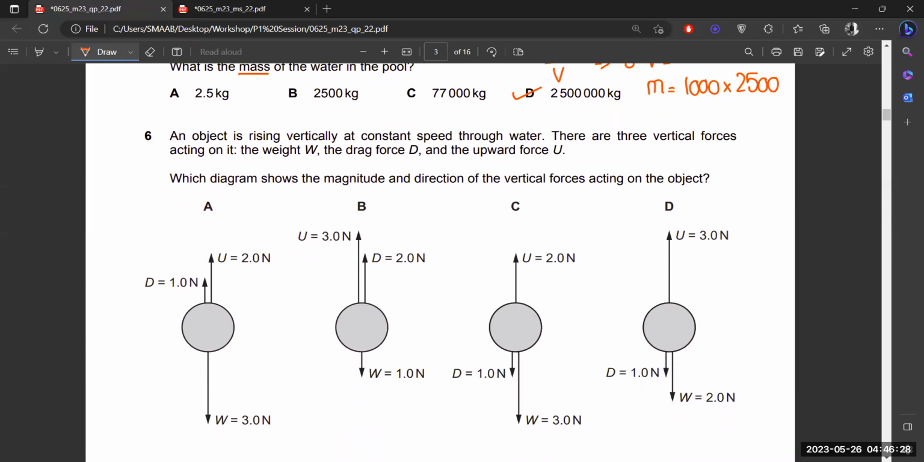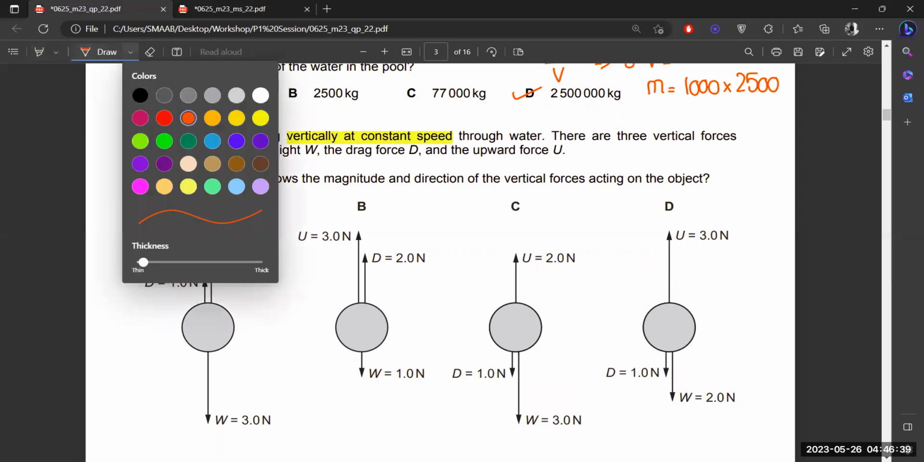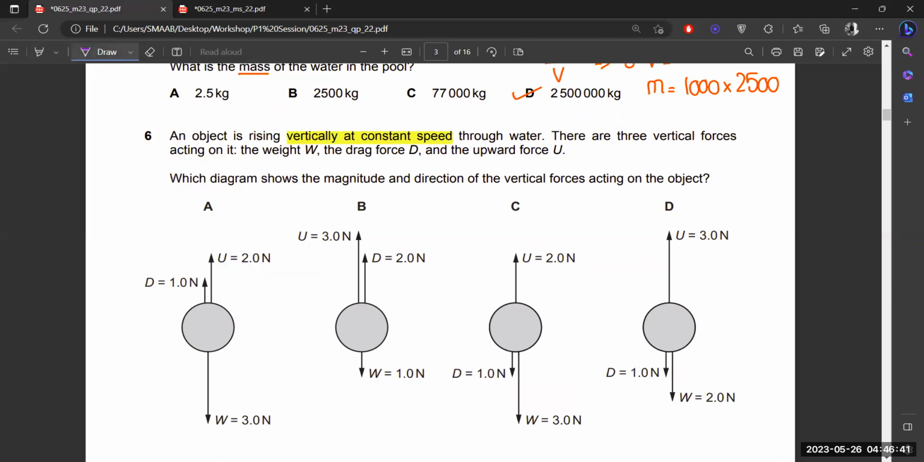Okay, question number 6. An object is rising vertically at constant speed. So important thing, at constant speed through water. And you know the basic concept. I just remind you, while we are talking about constant speed, forces are constant. Remember that thing. That is the important hint. Maybe it will help us in our question.